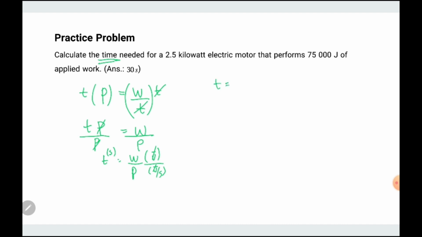So time is work, that is 75,000 joules. Power is 2.5 kilowatts. So this time, to convert that to watts, you multiply by 1,000. Or you move the decimal place 1, 2, 3, three places to the right, since 1,000 has 3 zeros. Watts. Time will be the quotient of the two, equivalent to 30 seconds.